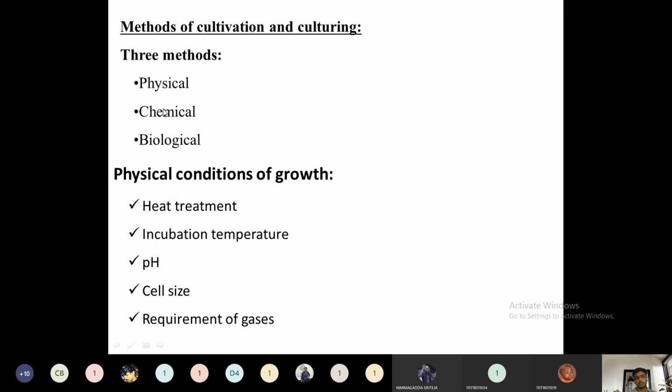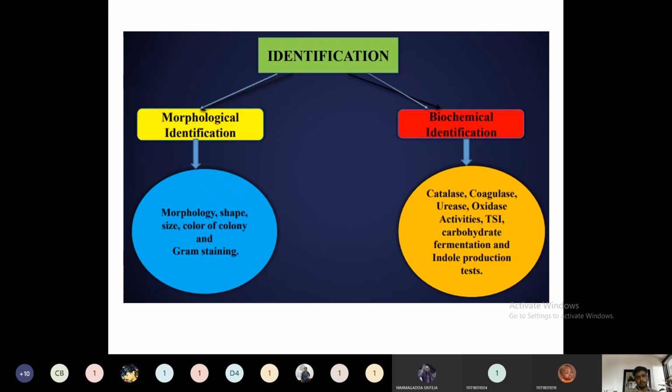In the biological method, other than the nutrient sources, it depends on the carbon source, nitrogen source, or some other glucose source we are supplying. Depending on that, a biological method is also useful. So there are three methods for the cultivation: the physical method, the chemical method, and the third one, the biological method.